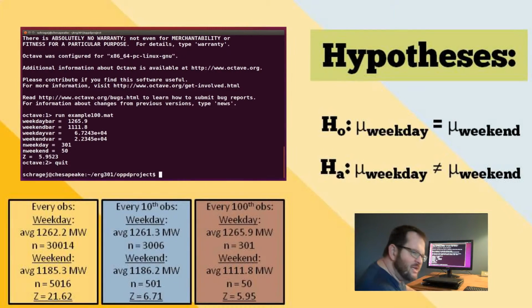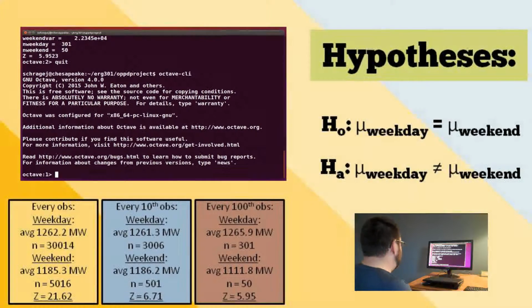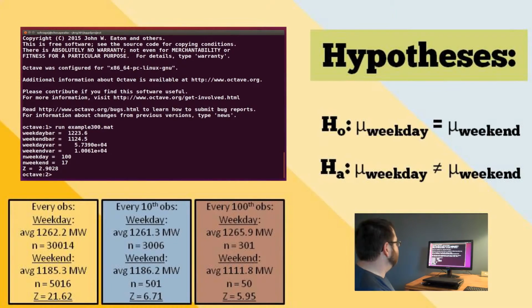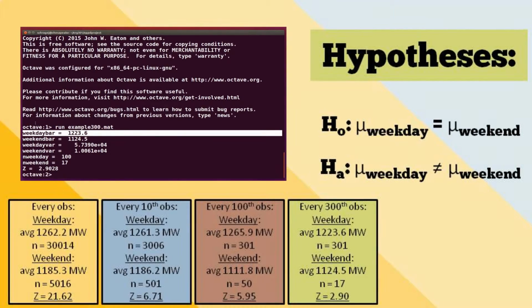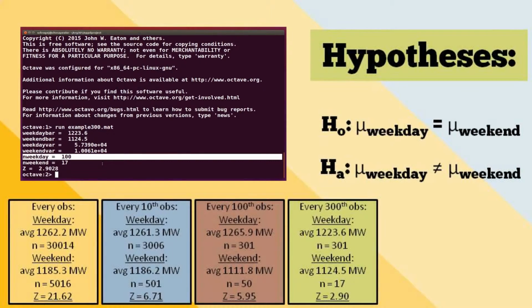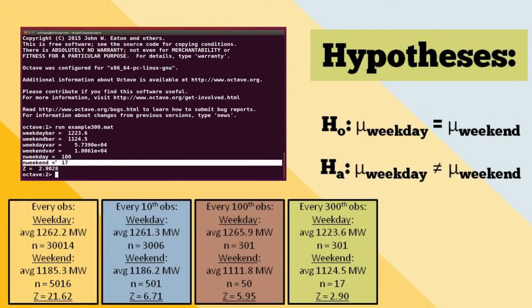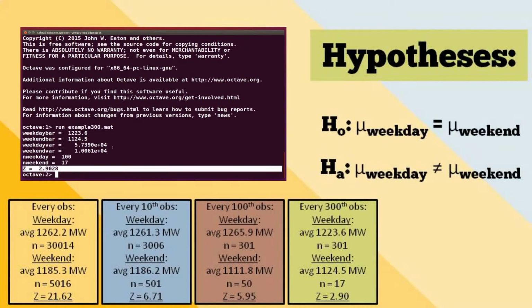What if the sample was even smaller, if we didn't have so much data? I made versions of this with lots of different sample sizes, and one of them picks every 300th observation. So our sample size is now 3 times smaller than before, and if I run it, again we get a slightly different value of the weekday bar. We have different values going into the calculation of our average. Now we only have 100 observations on the weekday and only 17 observations on the weekend, and we can compute the z statistic based on those 17 weekend observations and those 100 weekday observations.